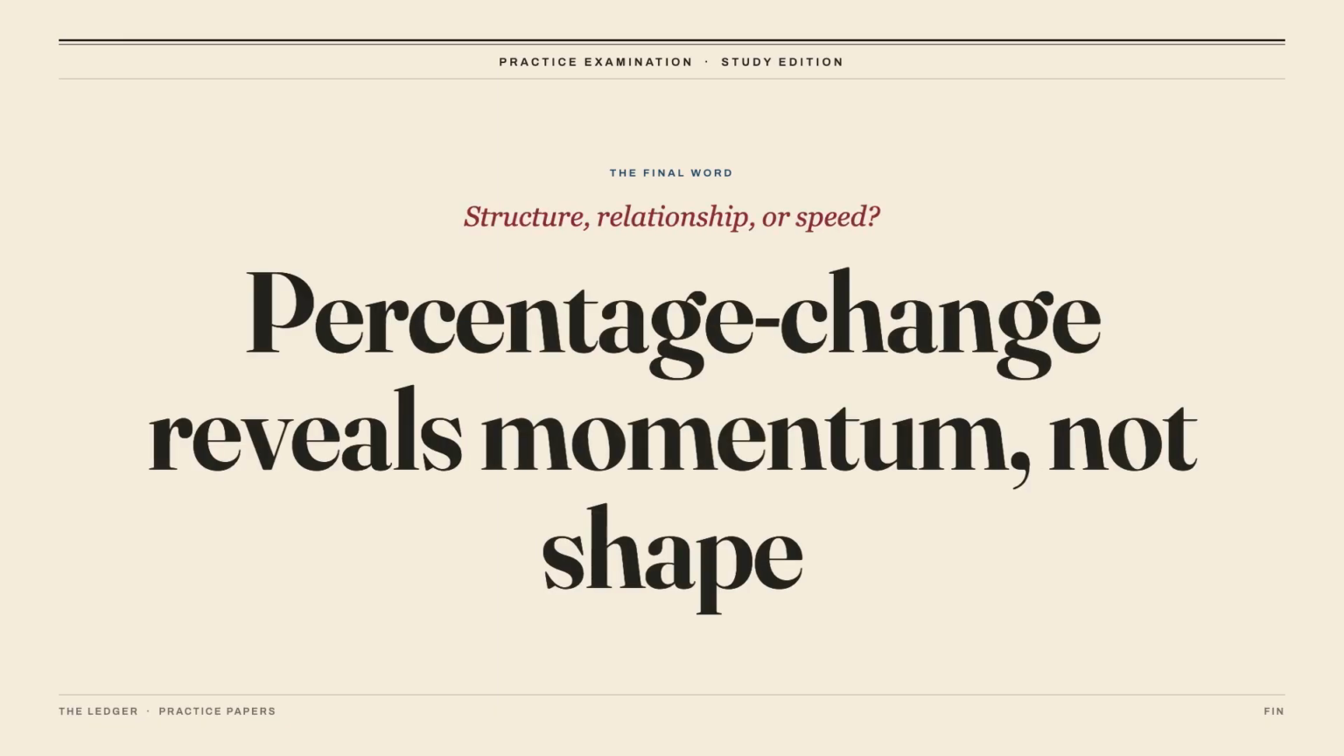Common size shows how a company is built. Ratios show how accounts relate. And percentage change shows how the business is moving. That momentum view often catches trouble first, before it ever distorts structure or ratios.